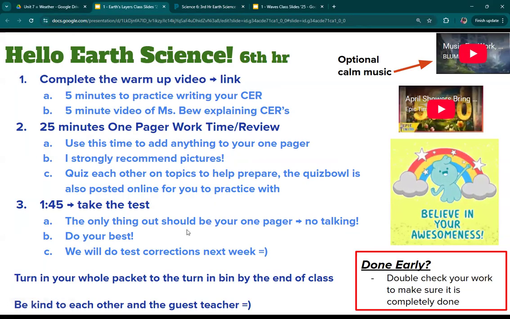And then during the test, the only thing out should be your one pager. There's no talking during the test. Do your best. We'll do test corrections next week. And once you're done, remember you should do something solo and silent. Let everybody do their best. If you would like optional calm music to play during the test, it's up here in the corner. You can just ask Mrs. Gibson to turn it on for you.